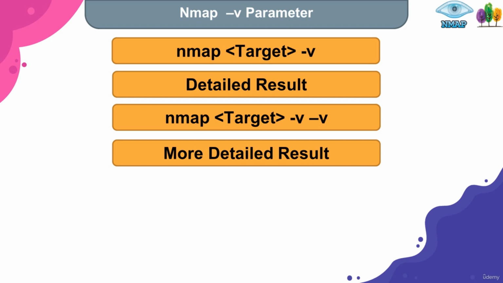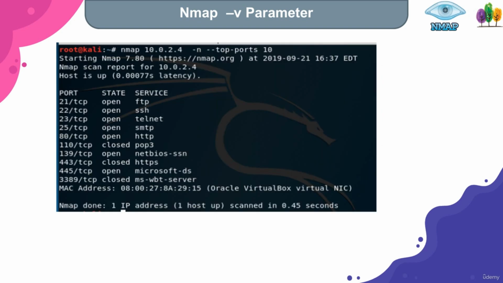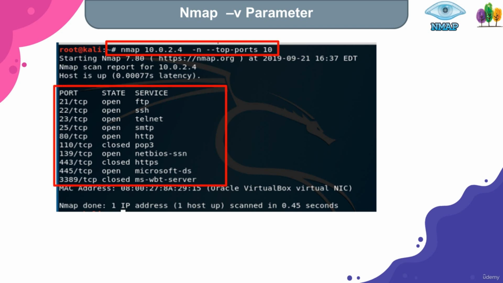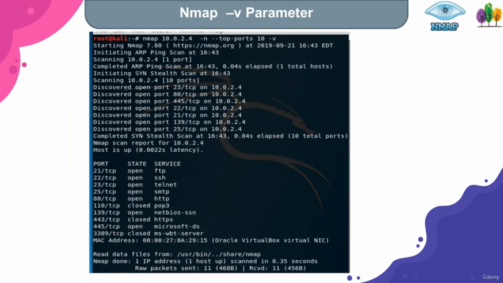Let's scan the top 10 ports on the Metasploitable virtual machine, and let's see the difference in the output. And as you can see, it only lists port names and numbers, the port state, whether they're open or closed, and the service names.